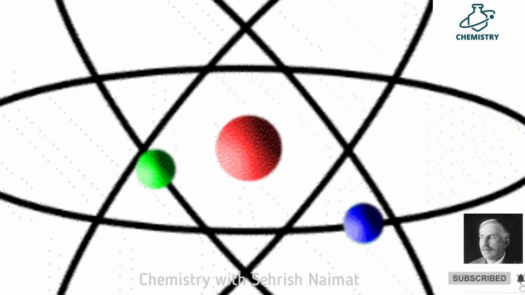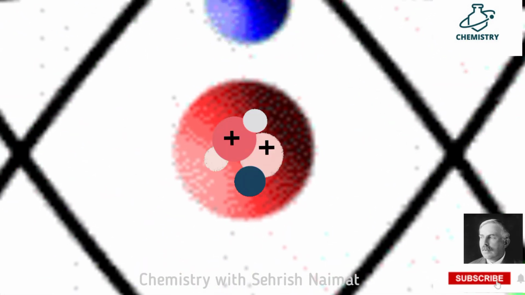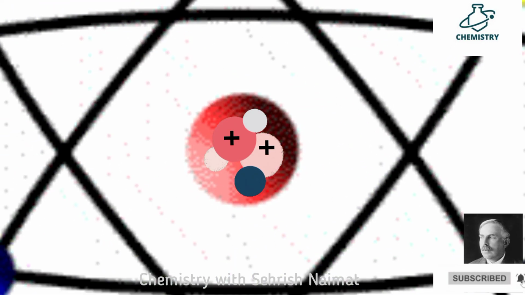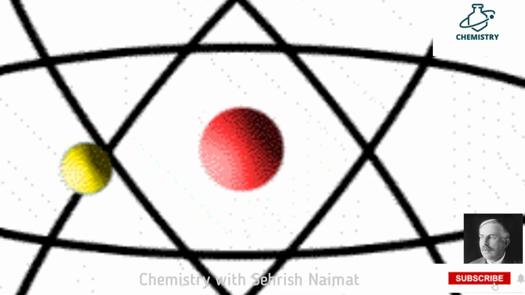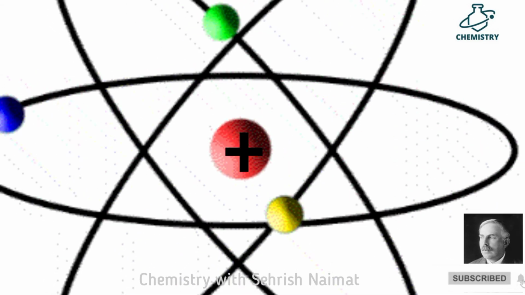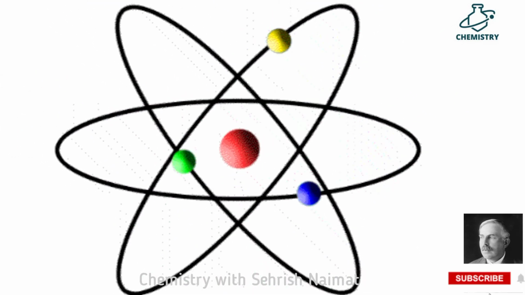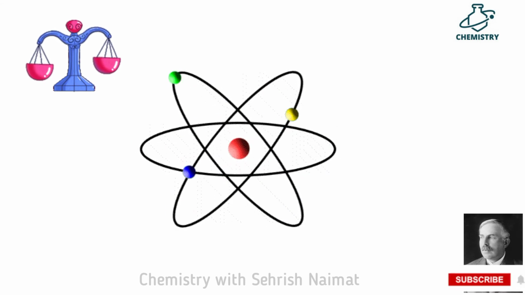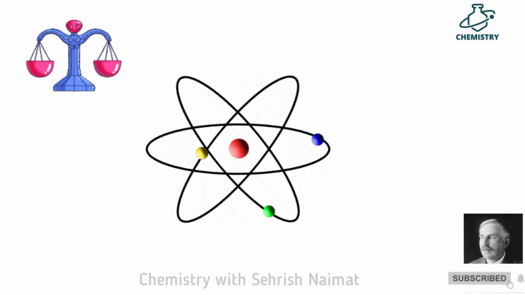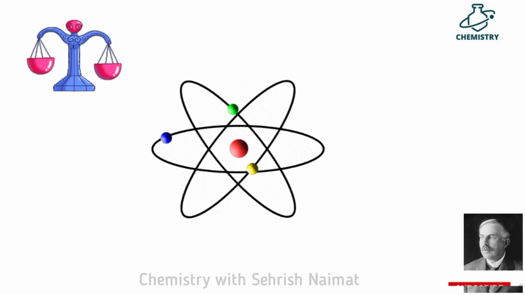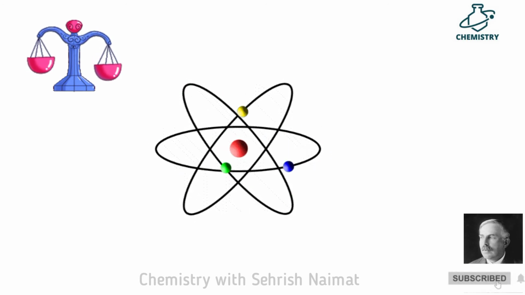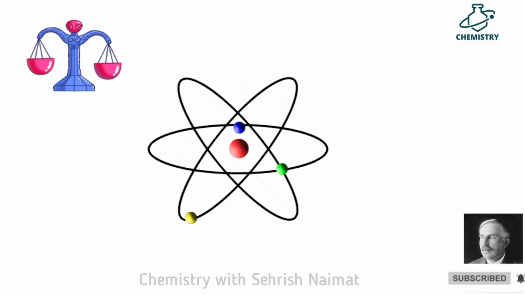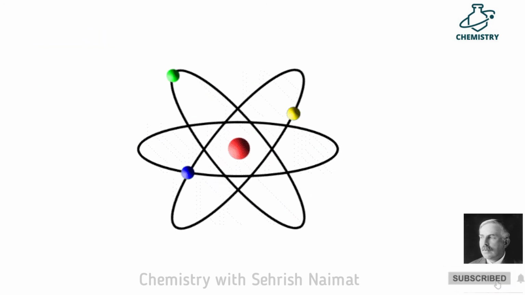Nucleus. The protons and neutrons reside in the nucleus. Since protons are positively charged particles, the nucleus has a positive charge. Further, since the weight of the atom is due to the presence of protons and neutrons, and these particles reside in the nucleus, the weight of the atom is concentrated in the nucleus.